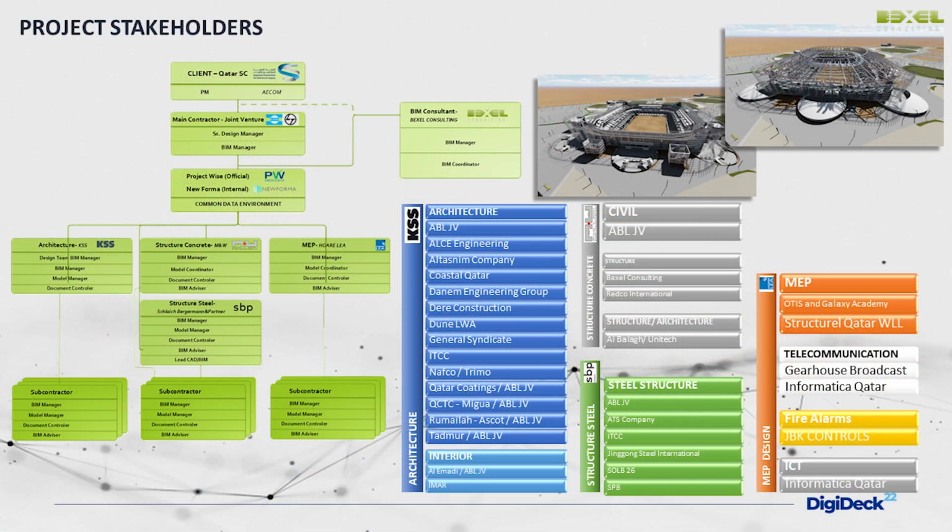Another challenge on such a large project is the large number of project participants. In this project, at the early stages of design development, we had around 30 subcontractors from different countries participating in design and execution. The main company coordinating the design process was KSS and Pattern Architects from the United Kingdom.